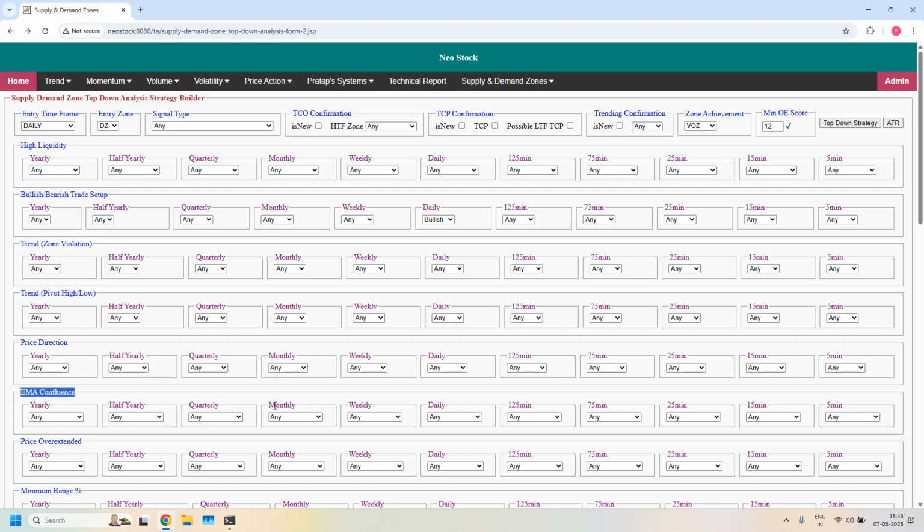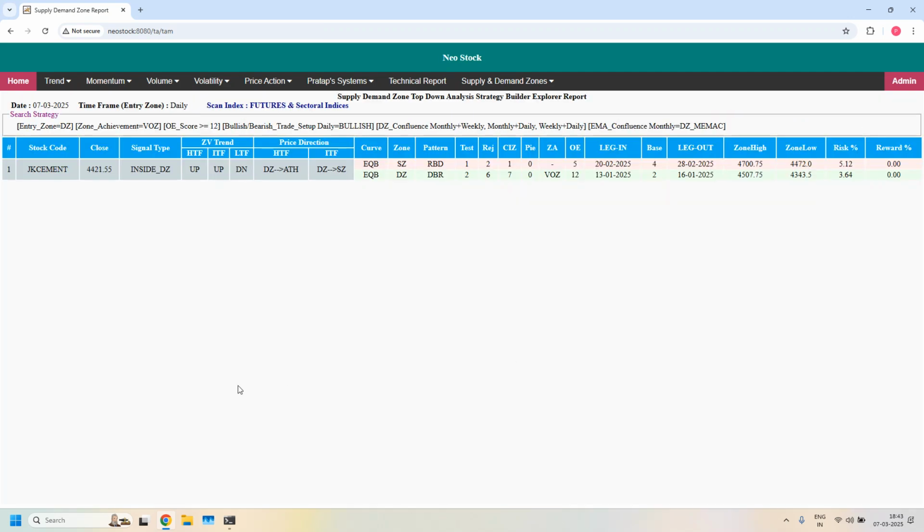So EMA confluence at monthly time frame, I am setting the filter. Monthly demand zone having monthly EMA confluence or not. And already trend is uptrend, because EMA confluence should not be used in sideways, but in uptrend you can use it. And moreover, it is a bullish trade setup. So out of two, we got one stock. So it is an even more high probability trade setup. Maybe that is the reason why I already tested 6 times.